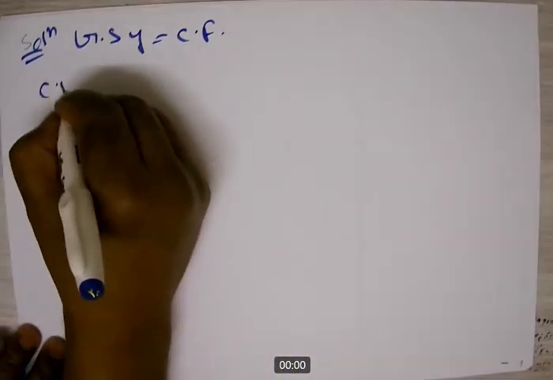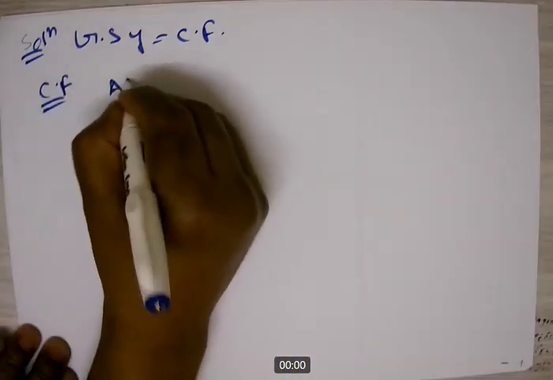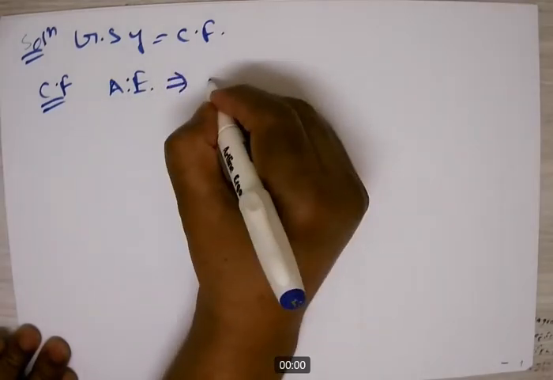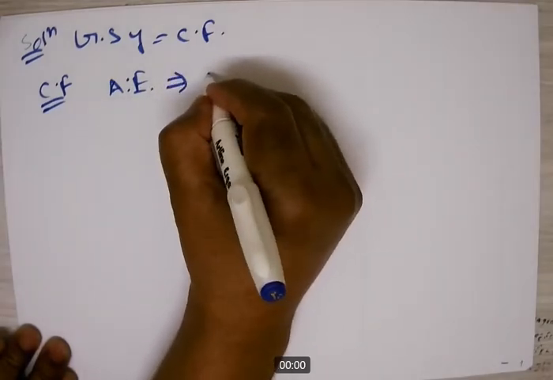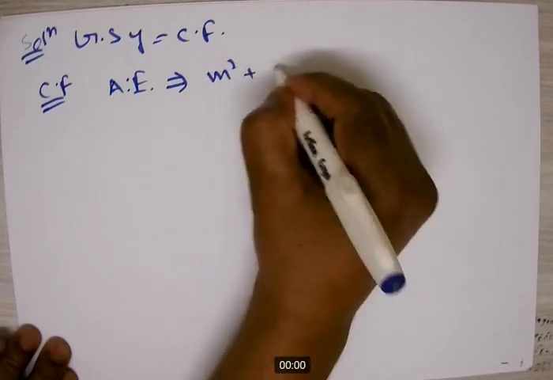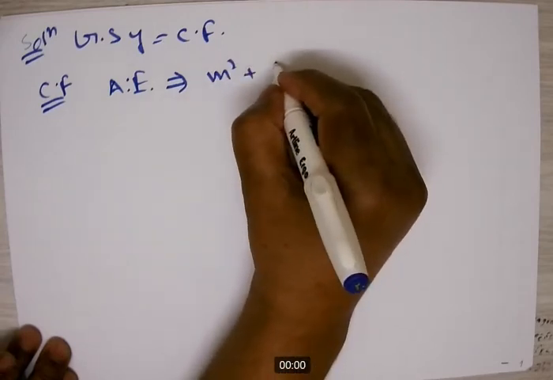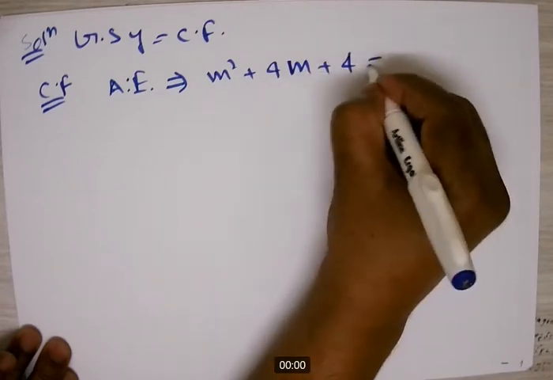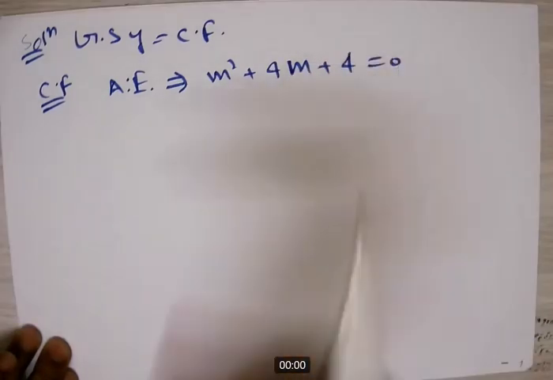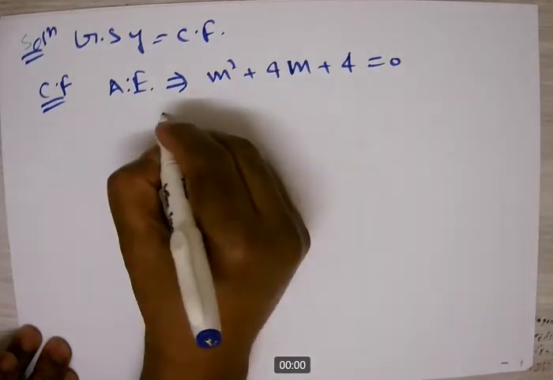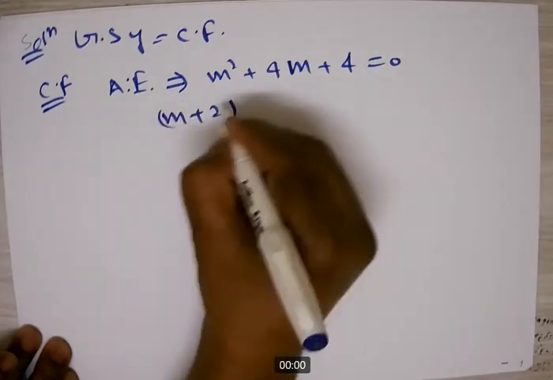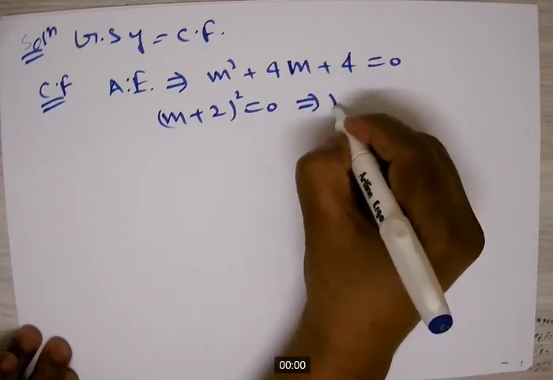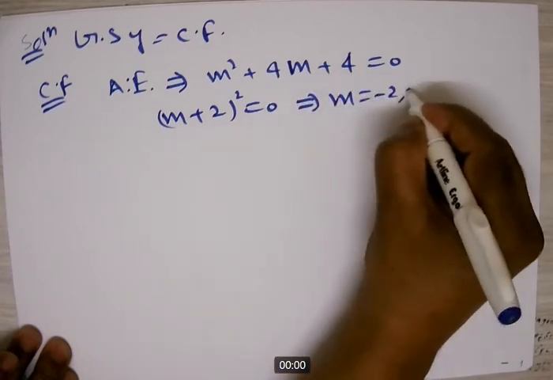Now I am going to write the CF. How to write it? Just write the auxiliary equation. d2/dx2 means m square, plus 4 dy/dx means 4m, plus 4y means 4, equal to 0. Now there are two methods. Can I write this as (m plus 2) power 2 equal to 0? Yes, it means m equal to minus 2, minus 2.